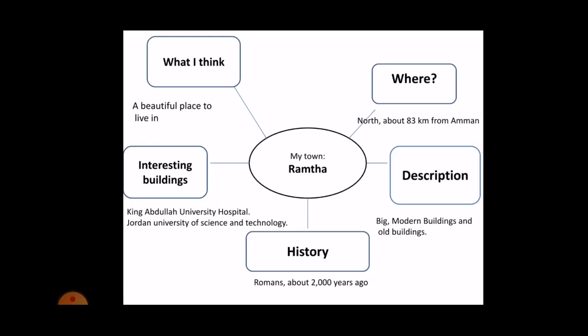I made a mind map to write these answers in this map. My town is Ramtha, where it's in the north, about 83 kilometers from Amman. It's big and it has modern buildings and old buildings. What about the history? Romans lived in Ramtha about 2000 years ago. There are some interesting buildings such as King Abdullah University Hospital and Jordan University of Science and Technology. I think it's a beautiful place to live in.